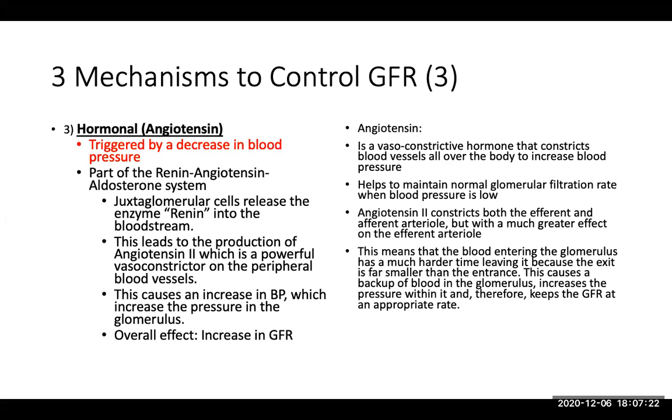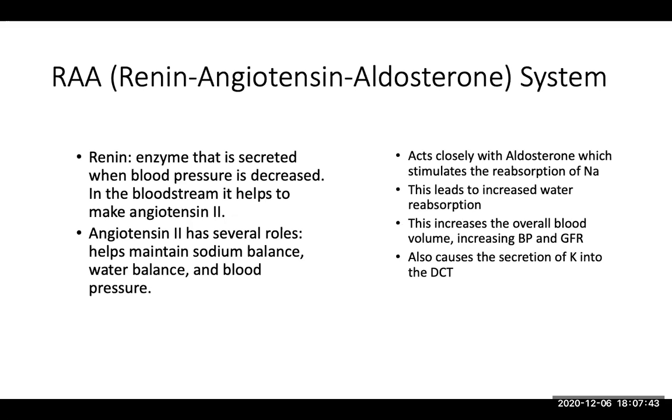And angiotensin II will constrict both the efferent and afferent arteriole, but with a much greater effect on the efferent arteriole. So this means that blood entering your glomerulus has a much harder time leaving it. This causes a backup of blood, which will also increase the pressure and keeps the filtration rate at an appropriate rate. The renin angiotensin aldosterone system is really important for controlling blood pressure and blood fluid levels.